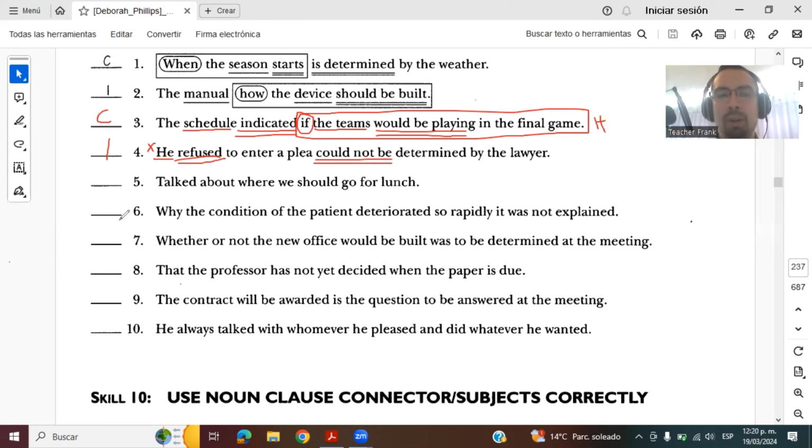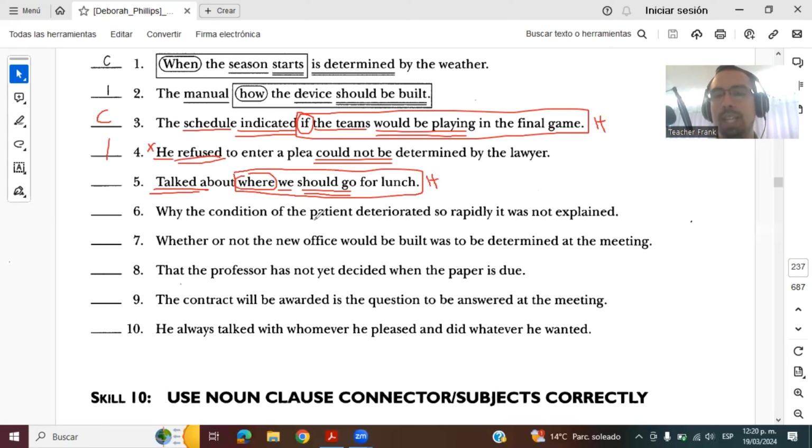Okay, let's look at number 5. Talked about where we should go for lunch. Whoa. First of all, you can't start a sentence with a verb, but okay, we have a verb here. Talked about, we have a connector, where, we is a subject, should go is a verb, and we could say that this was potentially the noun clause, right? Talked about the noun clause as an object of preposition, right? Talked about it because we could probably summarize this into it.